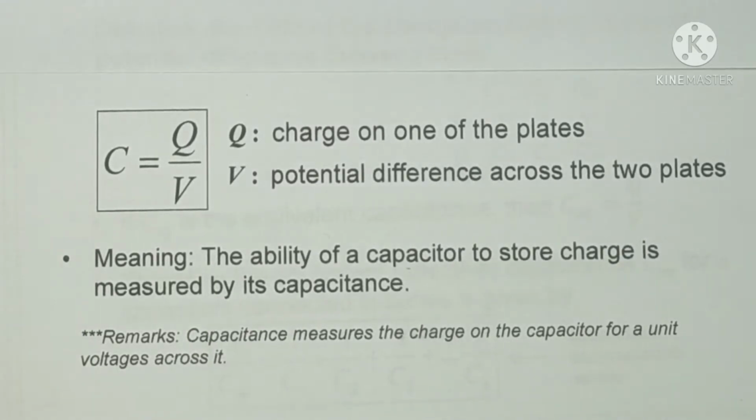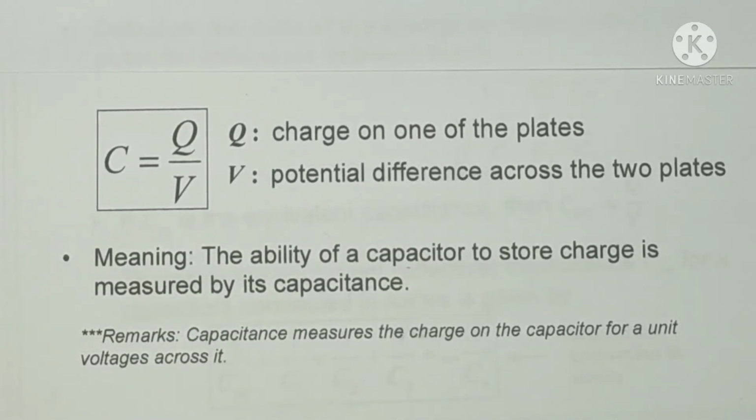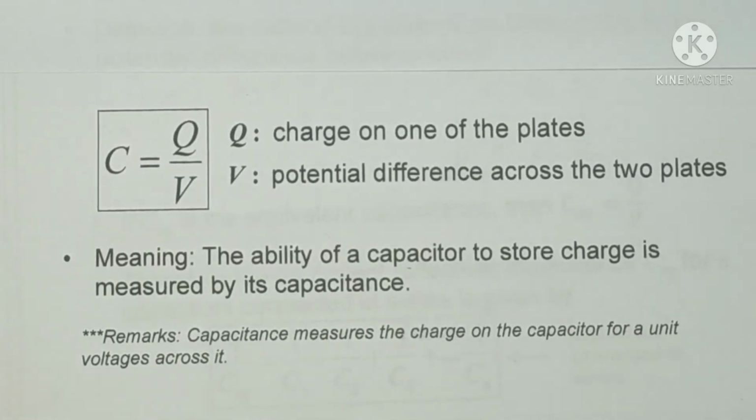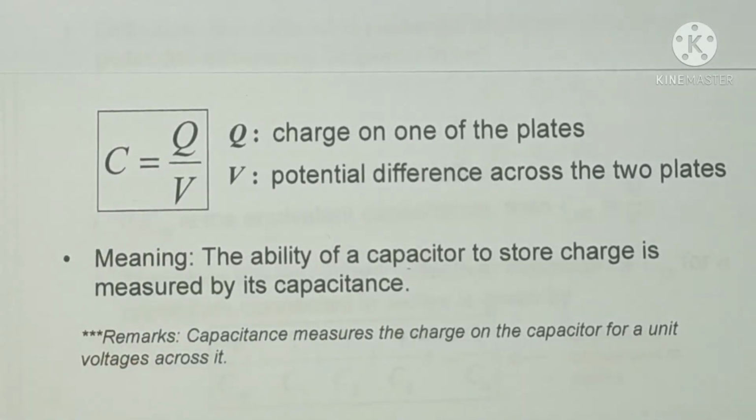Q is the charge on one of the plates. V is the potential difference across the two plates, meaning that the ability of a capacitor to store charge is measured by its capacitance. One remark here: capacitance measures the charge on the capacitor per unit voltage across it.